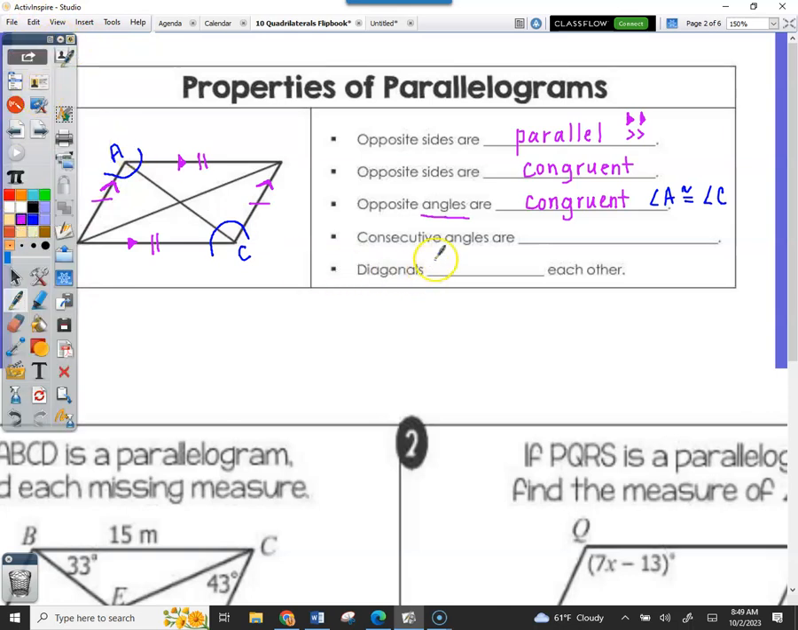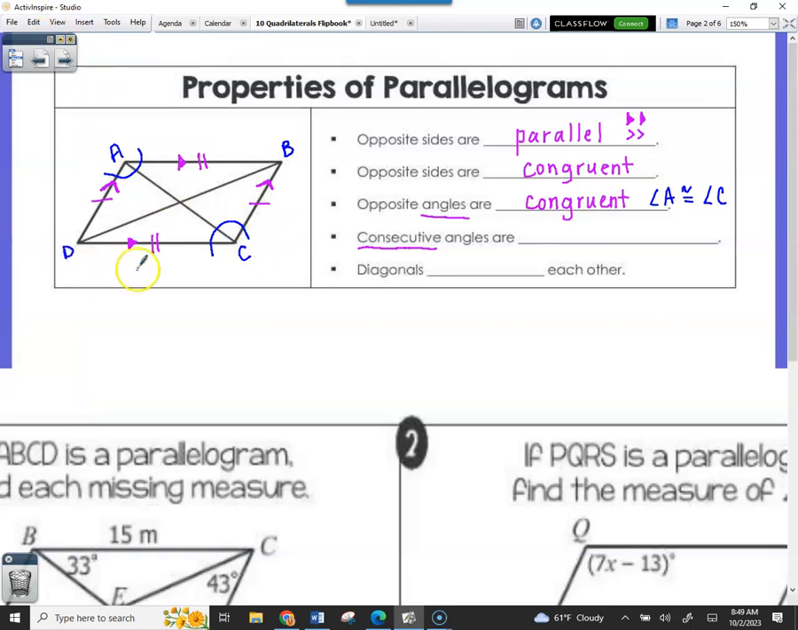Now, consecutive angles. This means angles that are on the same edge. So for instance, angle A, let's go ahead and label this angle B, this is C, and we'll go ahead and label this D. And when I say angle A, I'm talking about the whole corner. Technically, I need to call it angle DAB or BAD, but since I'm trying to teach you this content, I want you to just focus on the one letter, and I am talking about the entire corner angle, okay?